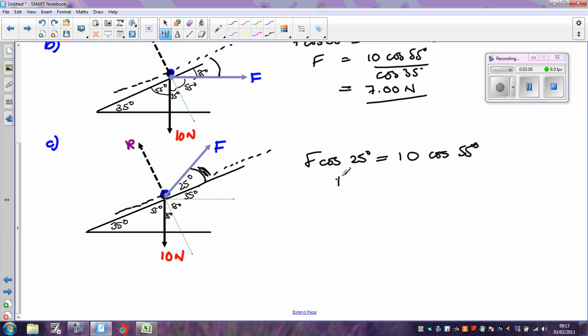So all we need to do with F this time is 10 cos 55 divided by cos 25 this time, and that comes out as 6.33 newtons.